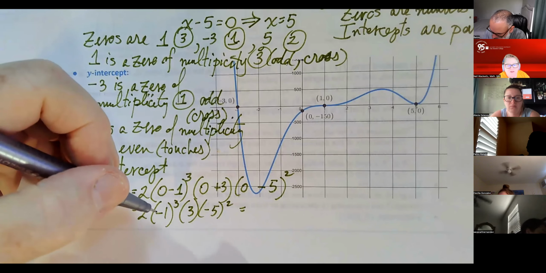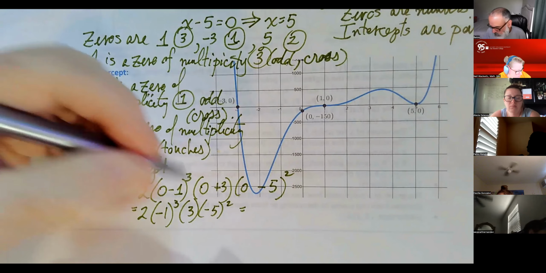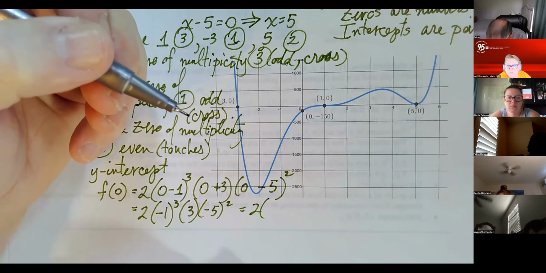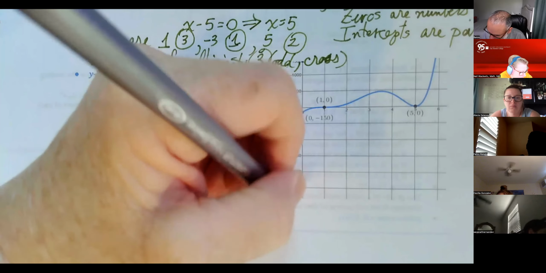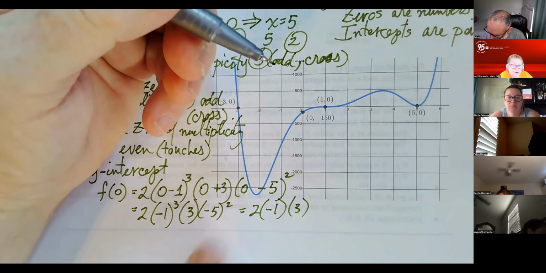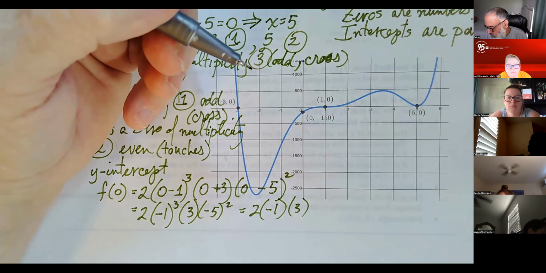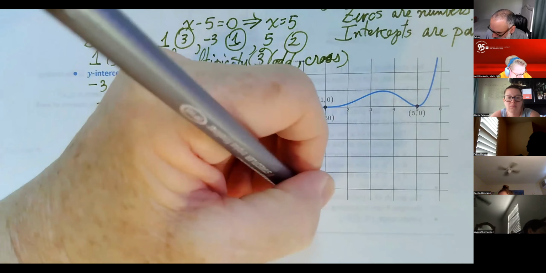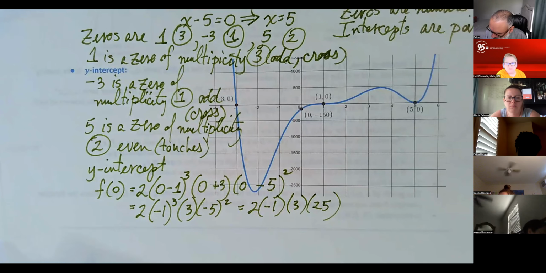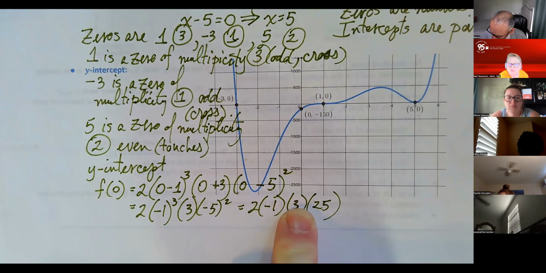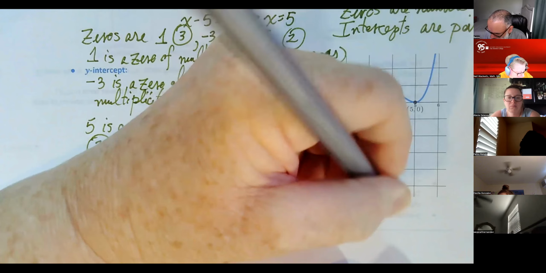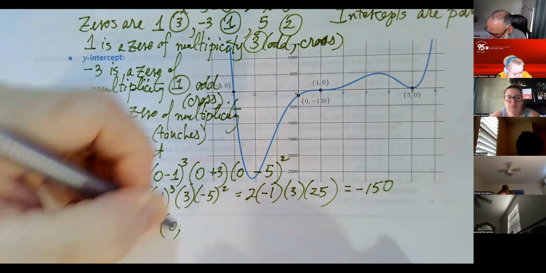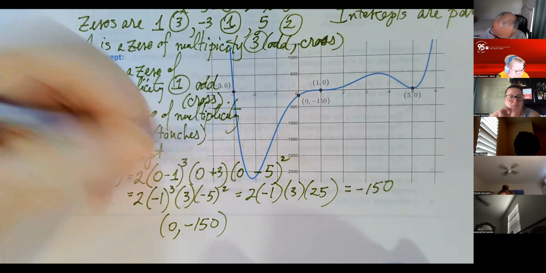So what is -1 times -1 times -1? -1. Good. And then we have a 3. And what is -5 squared? 25. Excellent. And this is good because it's quarters. So if we have 3/4, we've got 75, -75, double that, that's -150. So the y-intercept is 0, comma, -150.